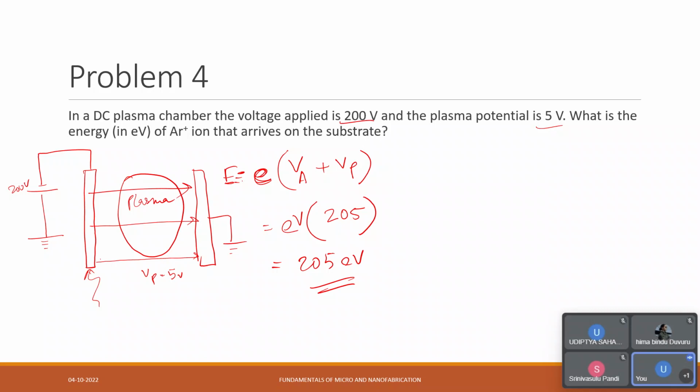So for more, you can see how these things differ in RF and DC. I think I forgot this, maybe in plasma etching basics, you will find the differences in both of these.